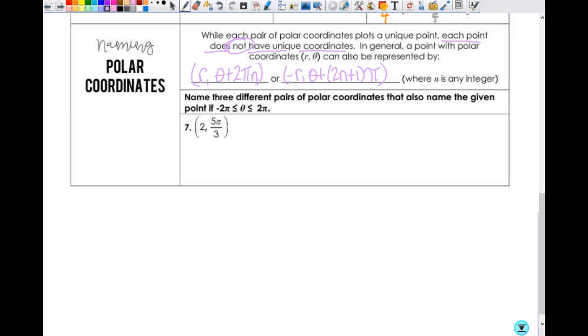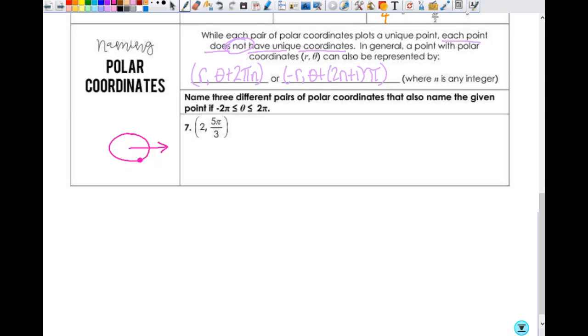Right? So it says name 3 different pairs of polar coordinates that also name the given point, and we're going from negative 2 pi to 2 pi. So the first thing you should do is get an idea of where this point is. Now, we're not graphing it perfectly or anything like that. Just tell me what quadrant 5 pi thirds is in. 4th quadrant. We agree with that? So that means it's about right here.